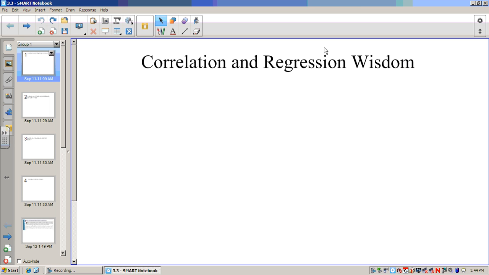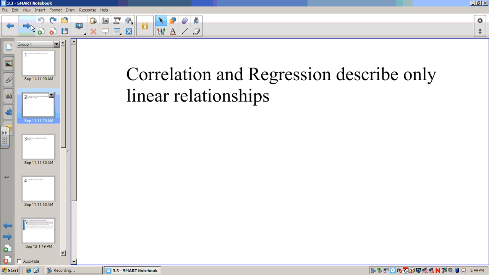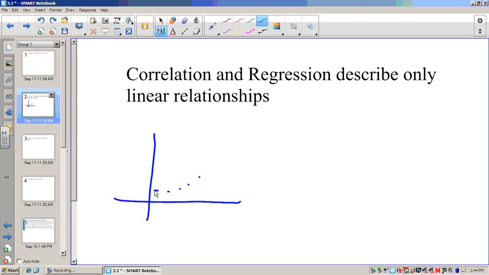Some of the stuff today we've talked about already in the chapter, I'm just bringing it up again because it's something we need to stress. Correlation and regression describe only linear relationships. So if I have something that looks more like this, it could be more exponential or quadratic. So correlation and regression would not be a good way to describe this. We'll learn next chapter how we deal with nonlinear relationships.